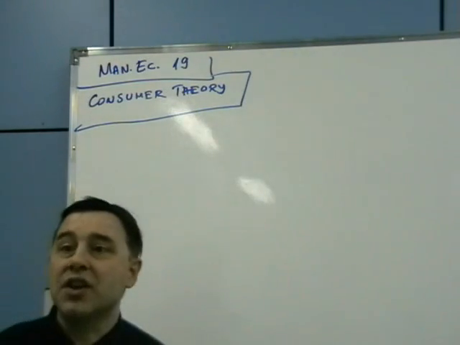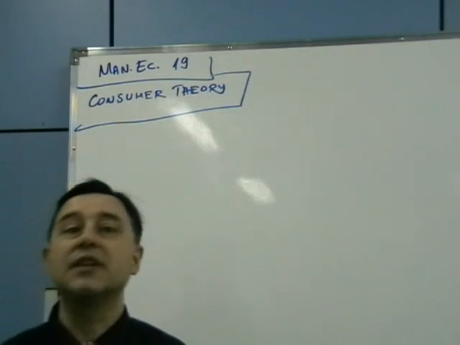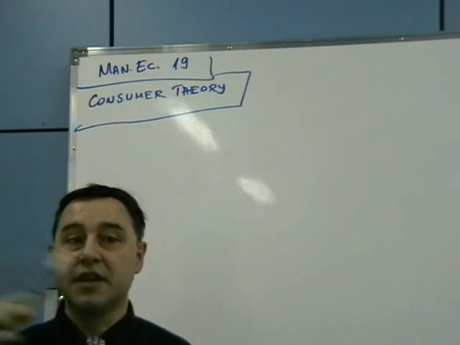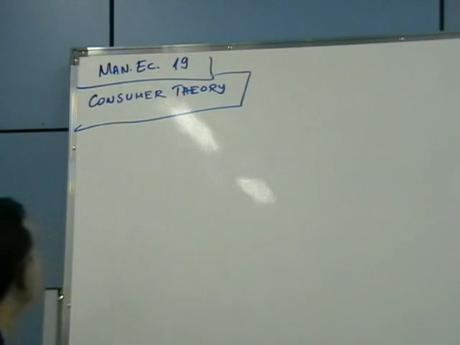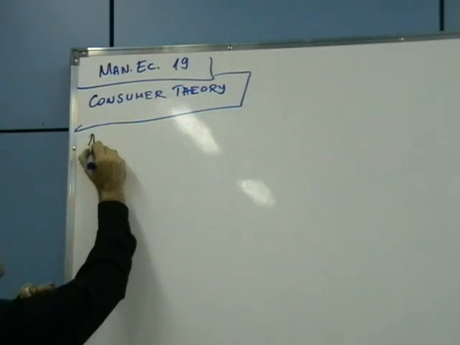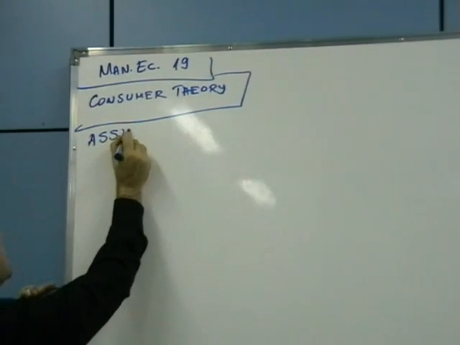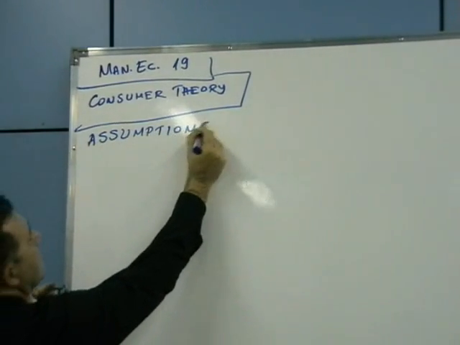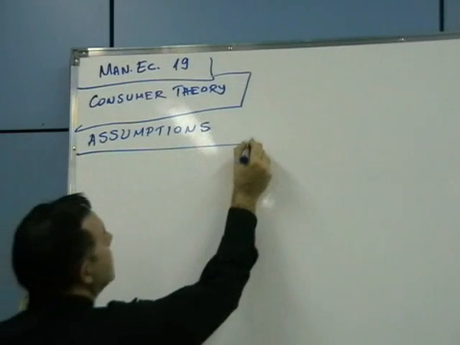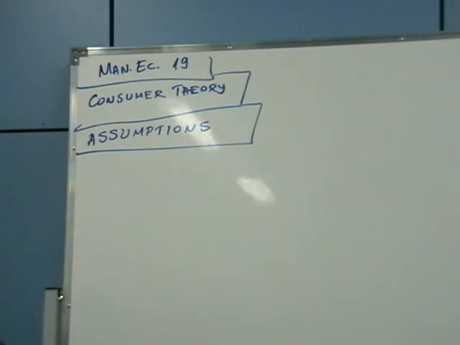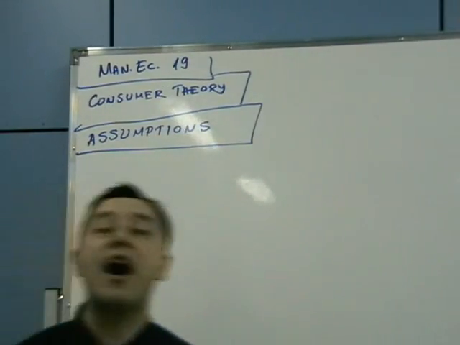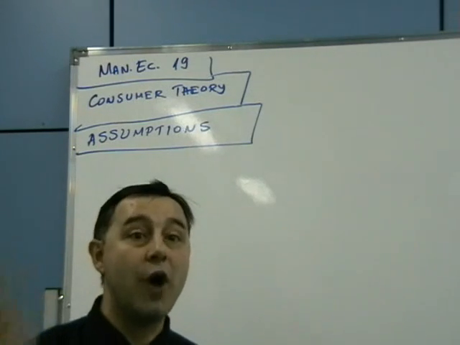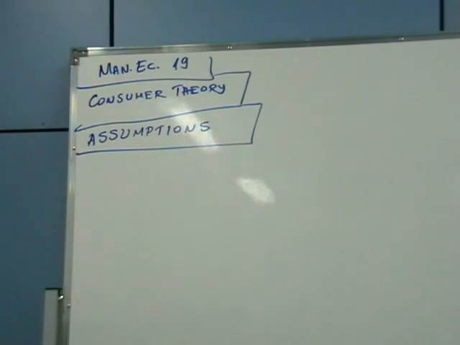Like any theory, consumer theory has assumptions. And this is what the first section is about: assumptions. So we draw a line. The chapter is, from the latest edition, 5. So, section 5.1, assumptions. Let's begin to do some of those assumptions.